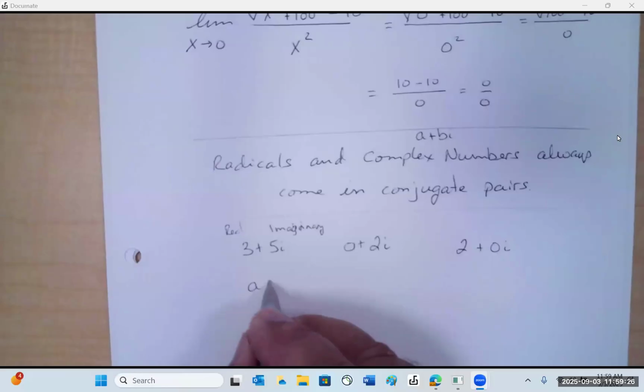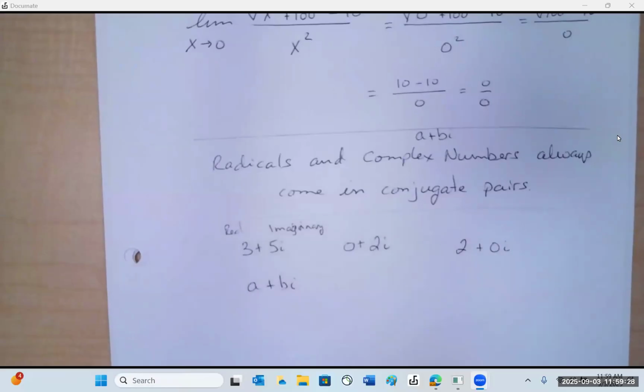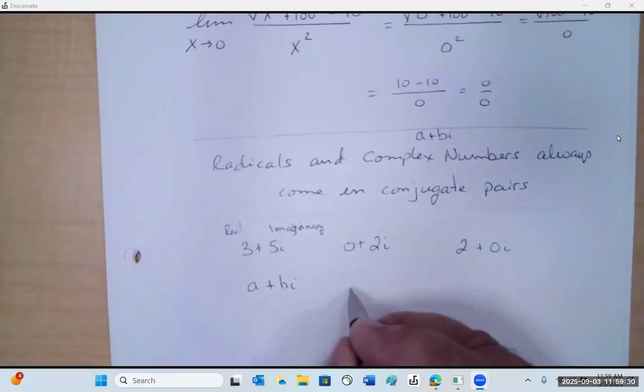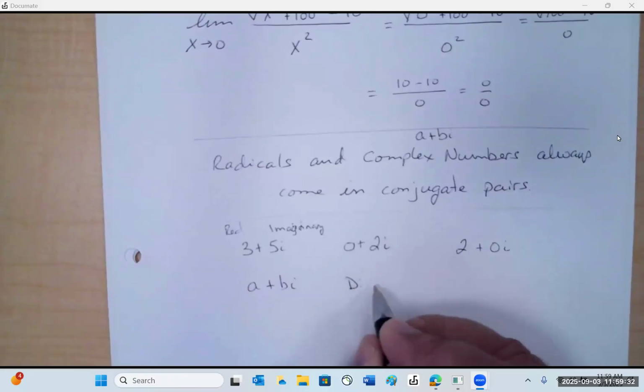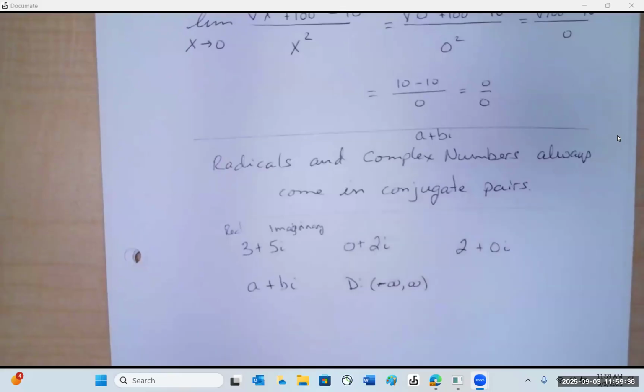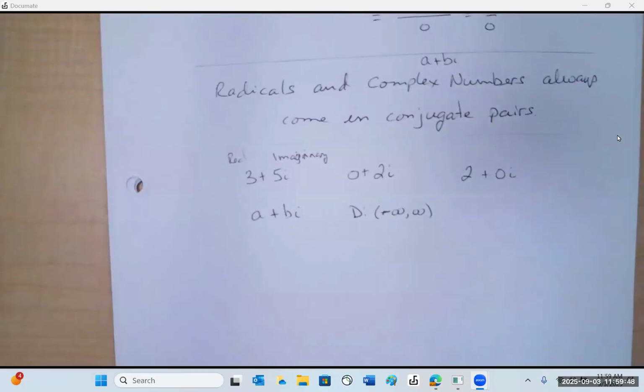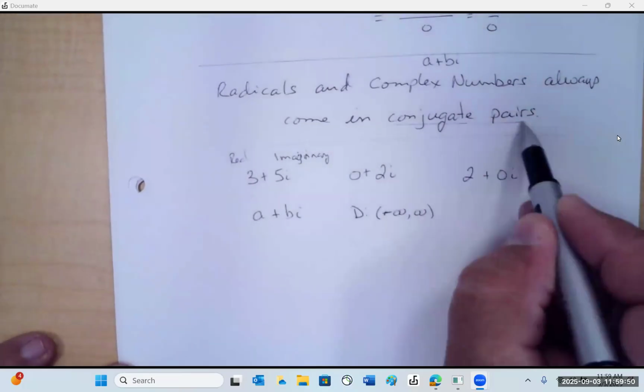Remember, it's a plus bi. The domain for a and b is from negative infinity to positive infinity. They can be positive, they can be negative, they can be 0. So every number can be written as a complex number. Now, so we got that defined. What is a conjugate pair?